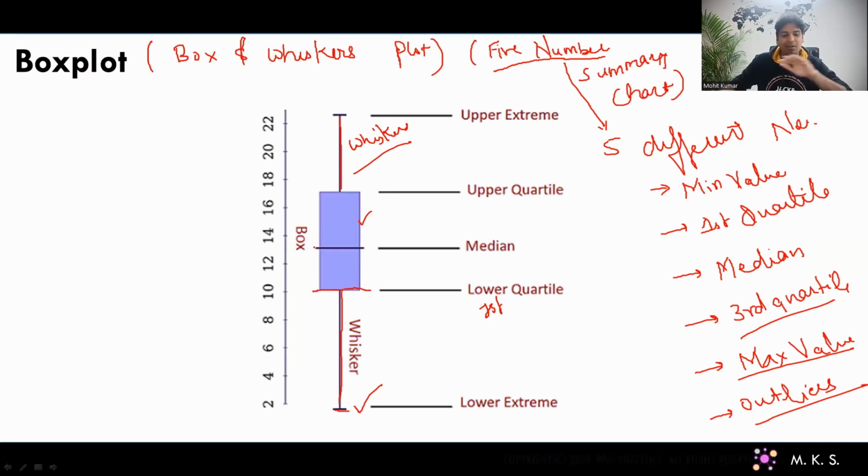Then there will be a line, guys, right? That line represents the median. Then the upper quartile, this is nothing but the third quartile. And finally, you will have the upper extreme. So this is the ideal case where we do not have any outlier, right? So now this is the standard approach.